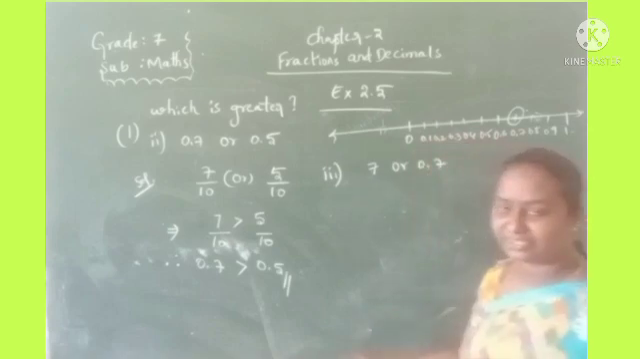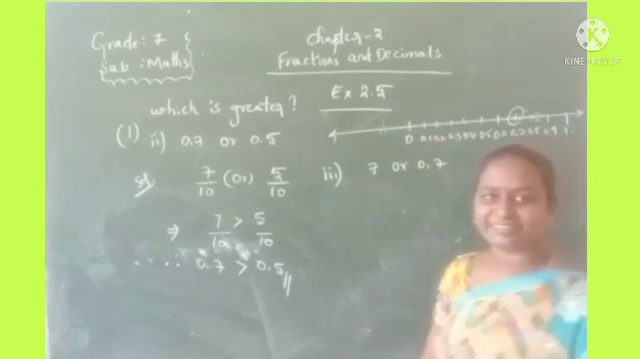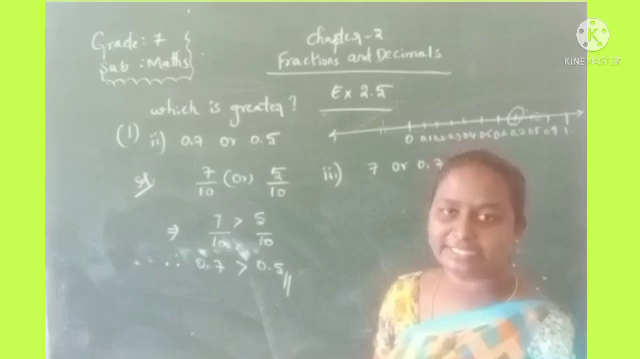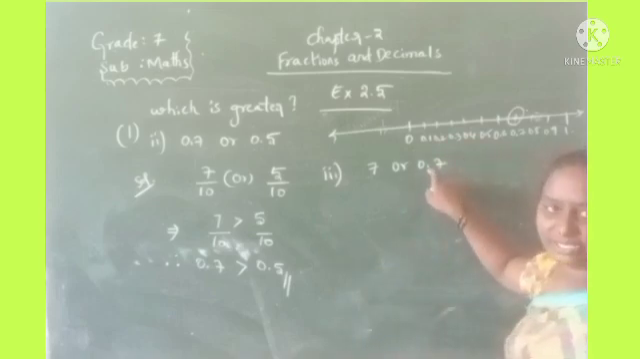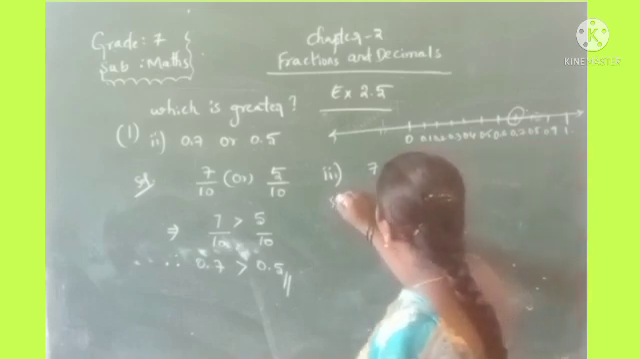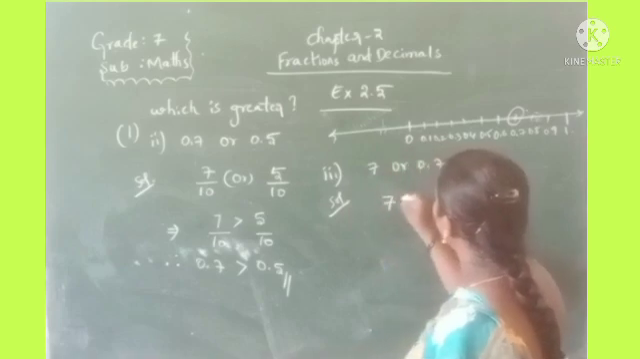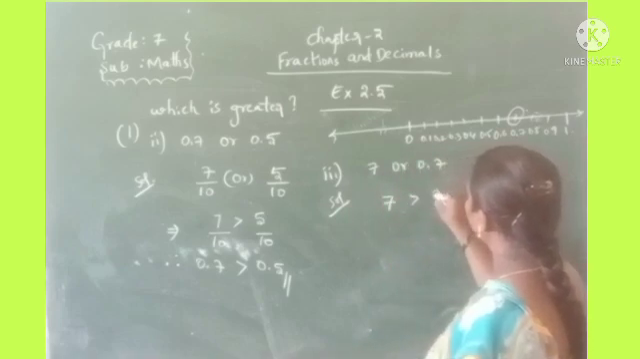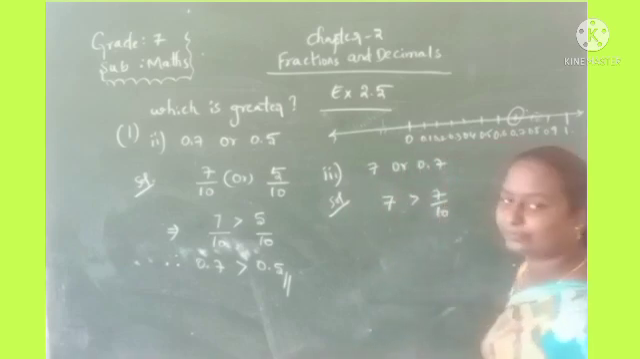Very good. Similarly, third one, see, that is 7 or 0.7. Directly you can say 7 is greater. A whole number is greater than the decimal number. Okay. 7 is greater than 7 by 10.